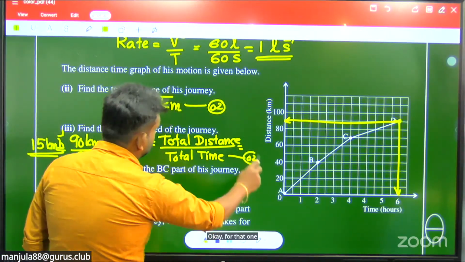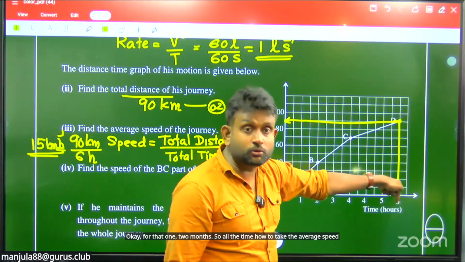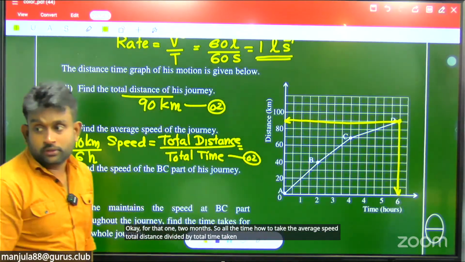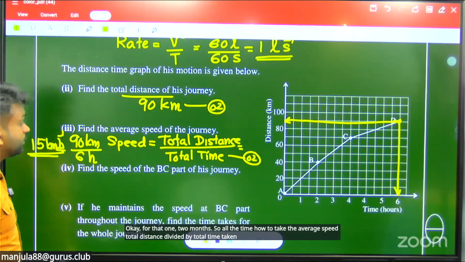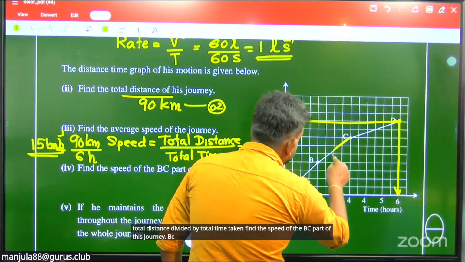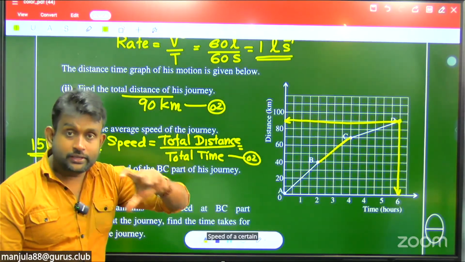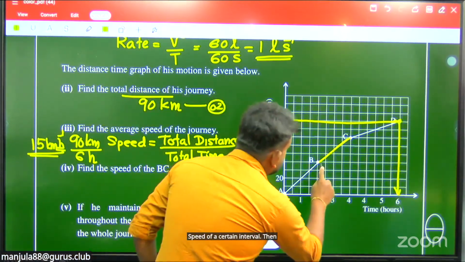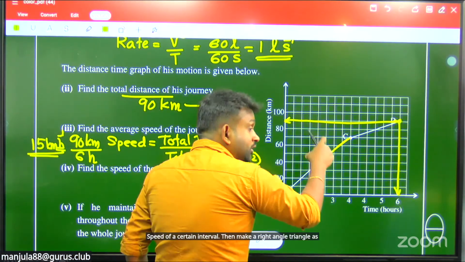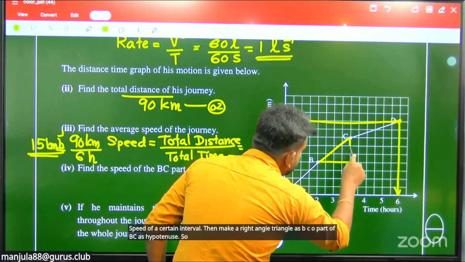So every time, how to take the average speed? Total distance divided by total time taken. Find the speed of the BC part of this journey. BC part, see there, how to take the speed of a certain interval. Make a right angle triangle with BC, or part of BC, as the hypotenuse. So I make this right angle triangle.